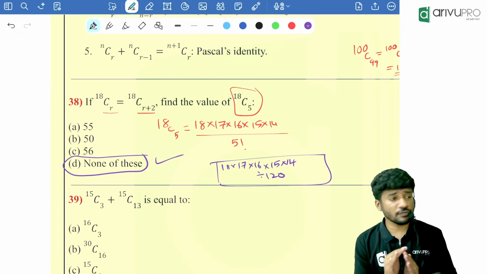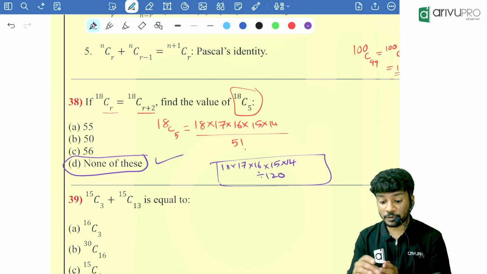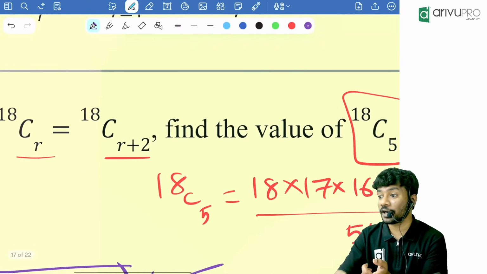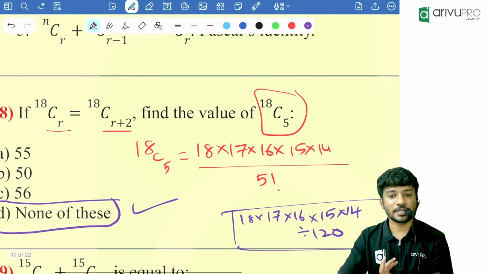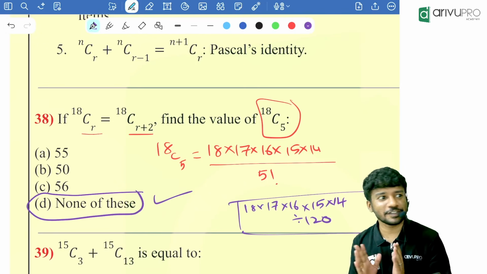Because if you came from the school level, if you studied maths in school and came, you would have initially started off finding the R value. Then you would have gone and seen the question. Then what happens? Everything is gone. There is no R value. You can directly get the answer within 30 seconds.